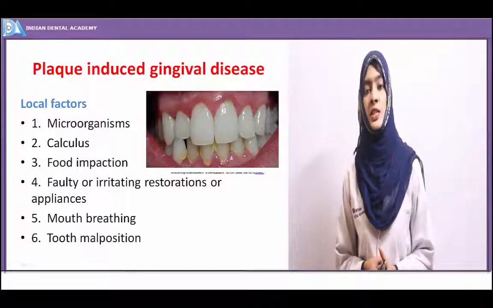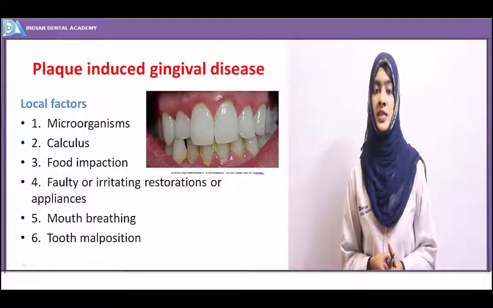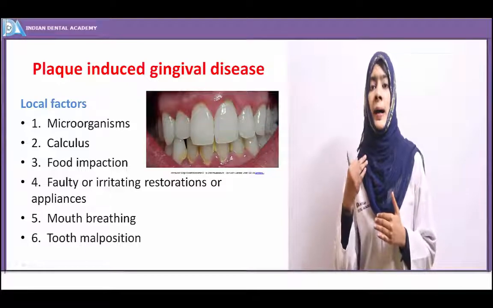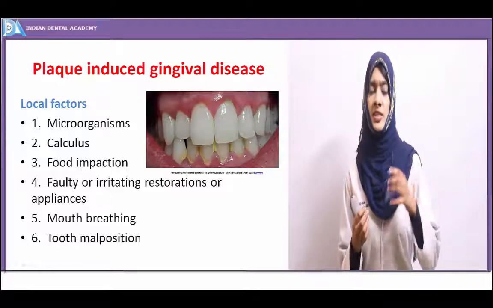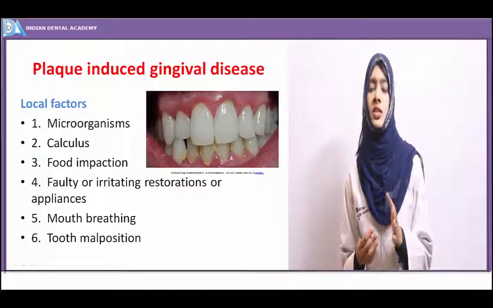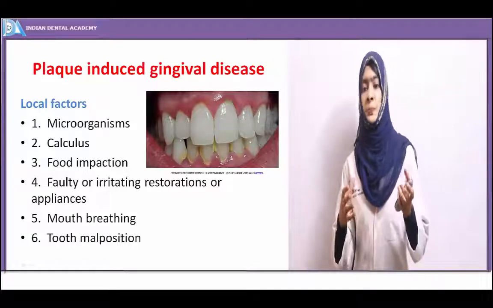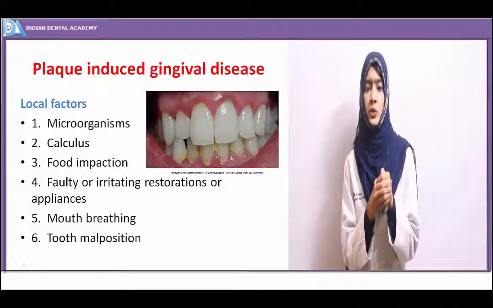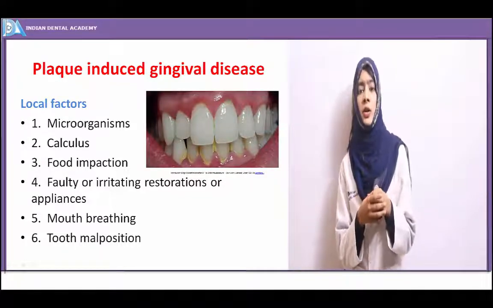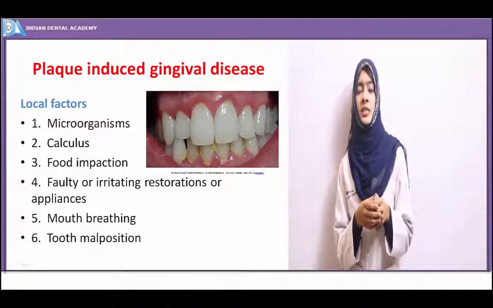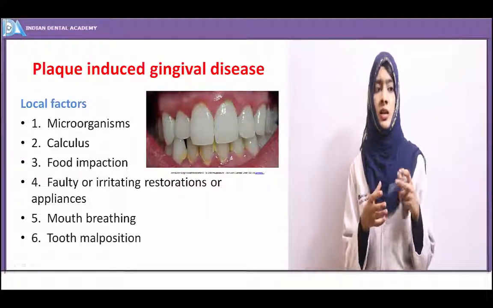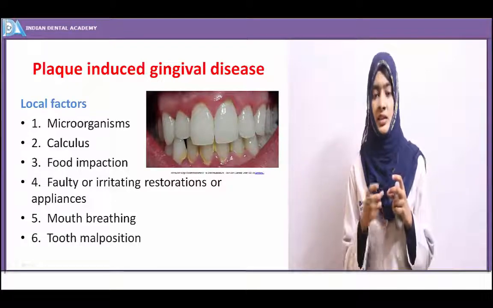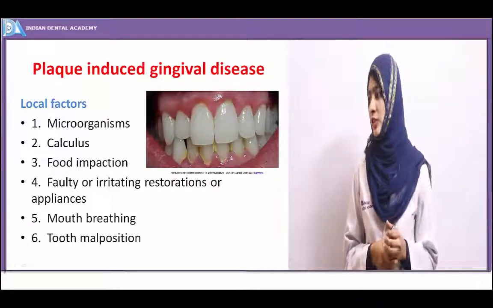The calculus may be a subgingival one or a supragingival one. Both subgingival and supragingival calculus are irritating to the gingiva because some foreign material is deposited on the surface of the tooth, and the gingiva is normally closely approximated to the neck of the tooth, and there is some irritating material, that is the calculus. It just makes the gingiva appear loose, and it gets irritated and shows signs of inflammation.